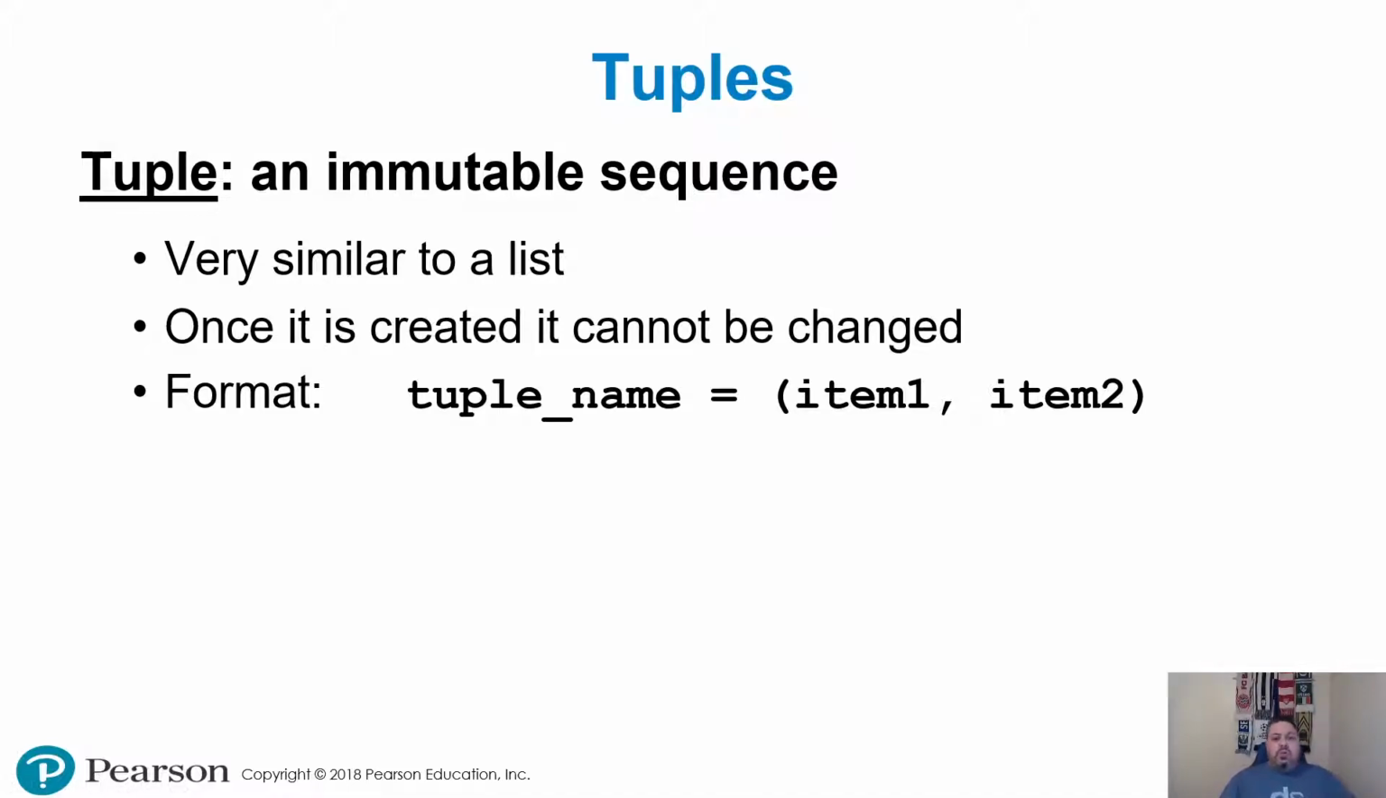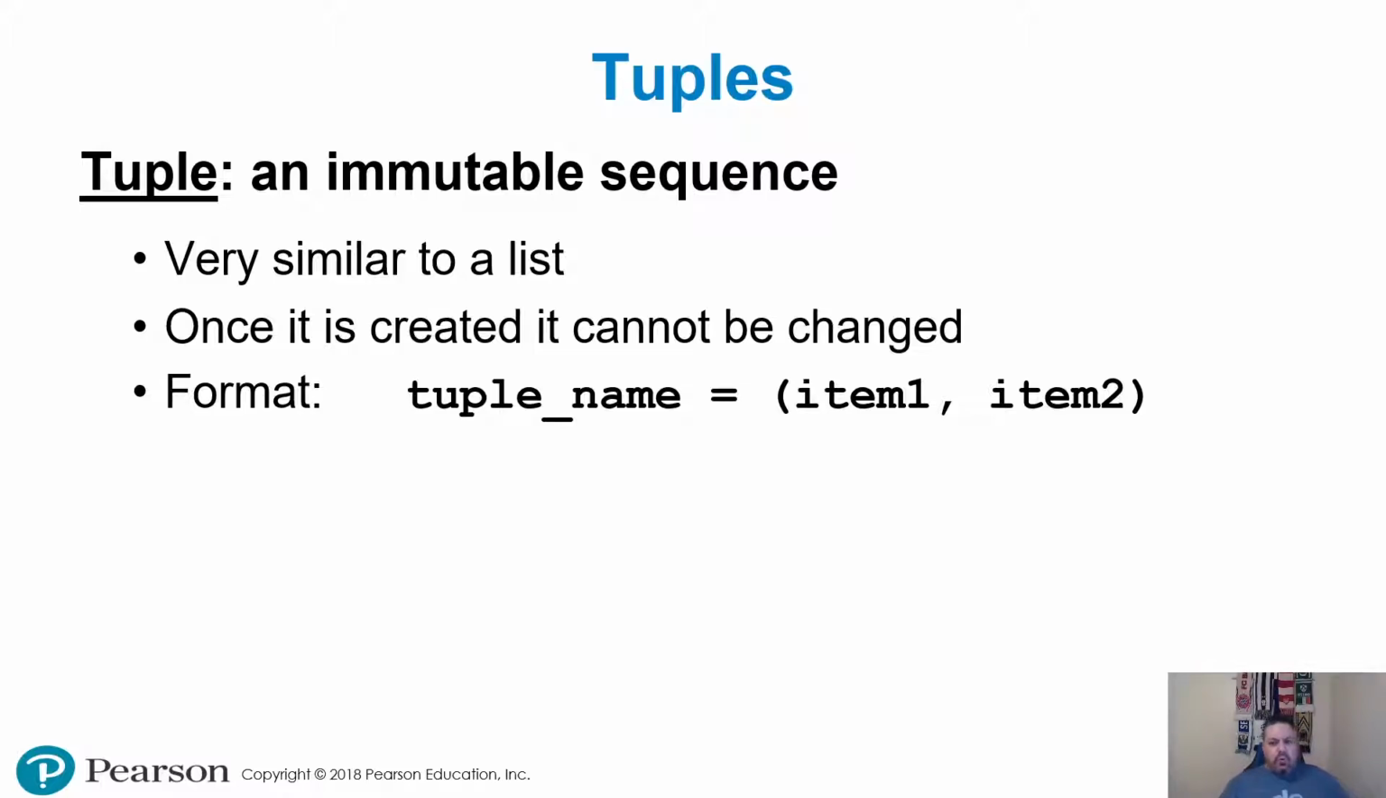So tuples, what's a tuple? A tuple is an immutable sequence. If you remember what we said immutable was, it means you can't change it. So it's a list that once you create, you can't change. The format looks like some name equals, and notice it's the same format with the comma in between the values, only this time we're talking about parentheses, not square brackets.